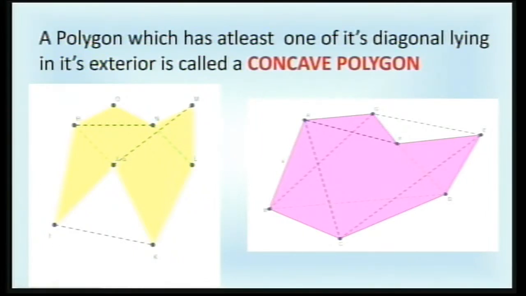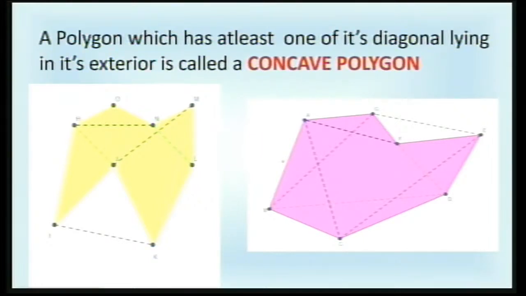The shaded region is the interior or the inside of the polygon. Now here in this, you see that at least one of its diagonals is happening to be on the exterior, and hence such polygons are called the concave polygons. So this is how the classification works.